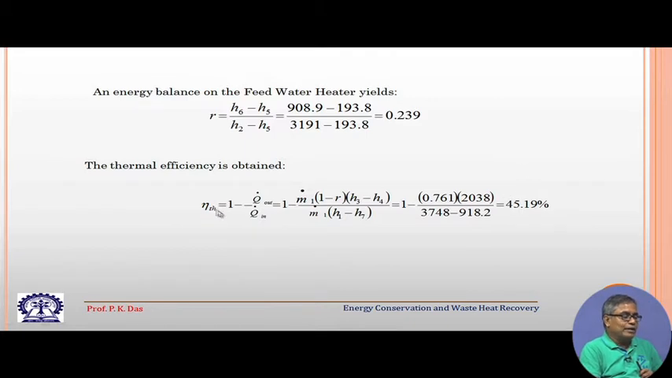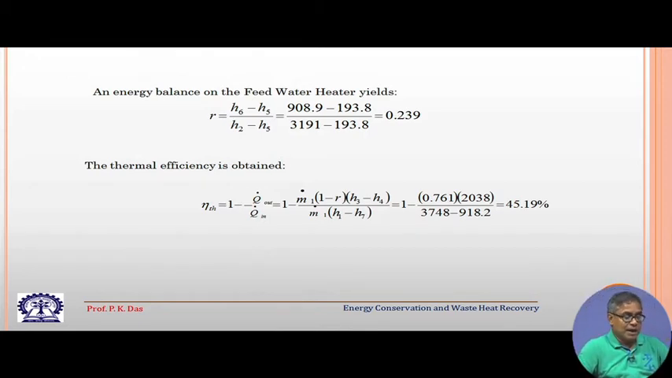What we can do is, thermal efficiency is equal to 1 minus Q dot out by Q dot in. This is your Q dot out, the heat transfer in the condenser, and this is the heat transfer in the boiler, so this is your Q dot in. So, this is also one way of calculating the efficiency, and we will have 45.19% efficiency. So, there is a definite increase in efficiency if we go for feed water heating.